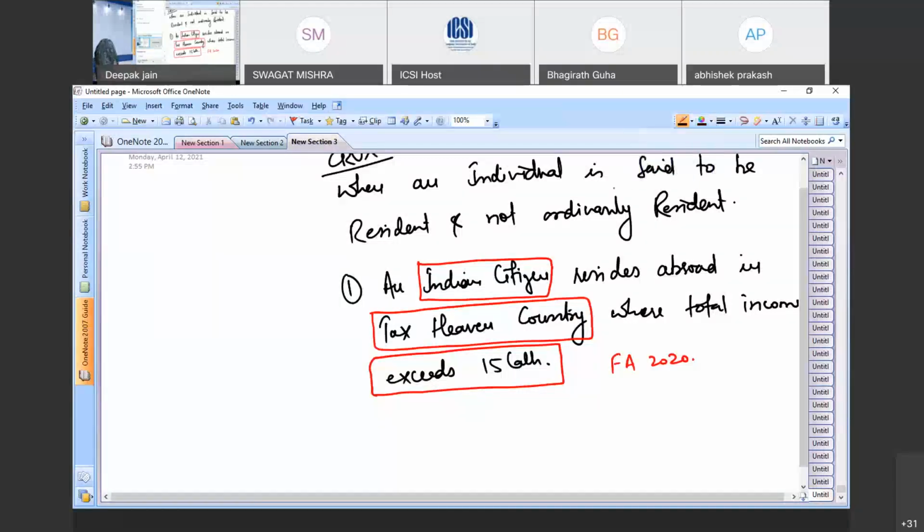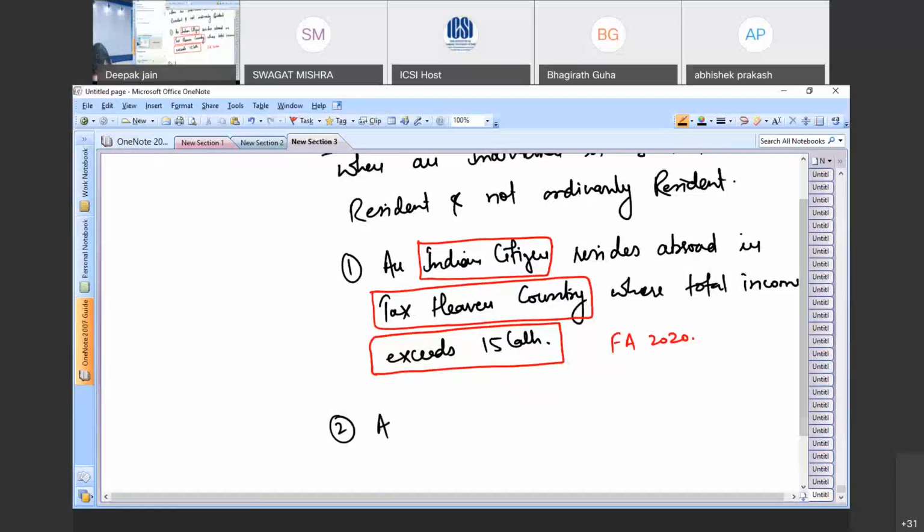Second, an Indian citizen, say along with me, or Indian citizen or person of Indian origin.